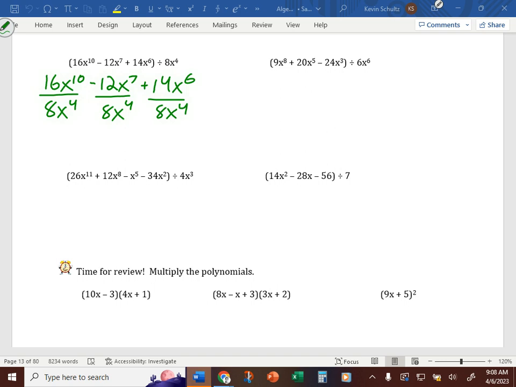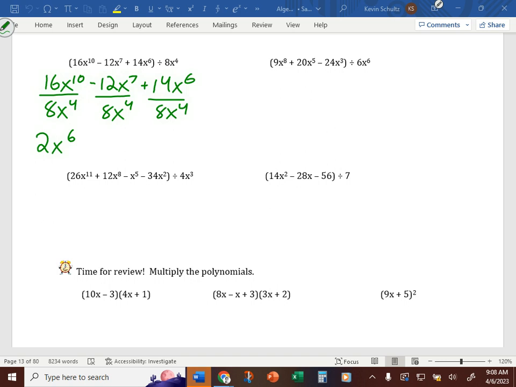16x to the 10th divided by 8x to the 4th, you get 2x to the 6th. Excellent. 16 divided by 8 equals 2, it divides evenly. And then 10 minus 4 equals 6. Those 6 x's are still in the numerator. Next one. Will, you want to give it a shot?